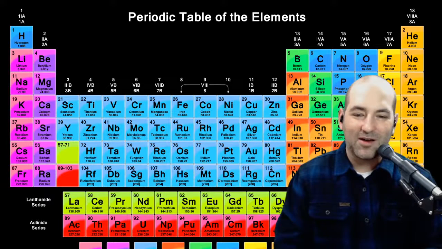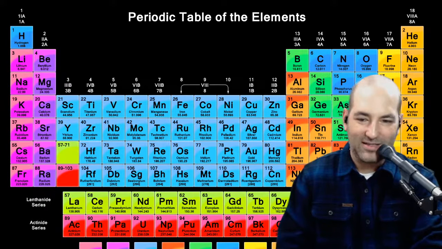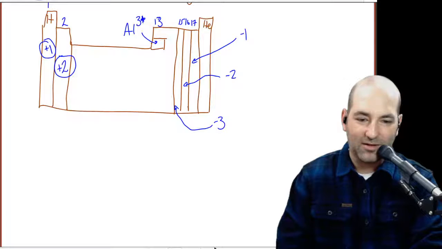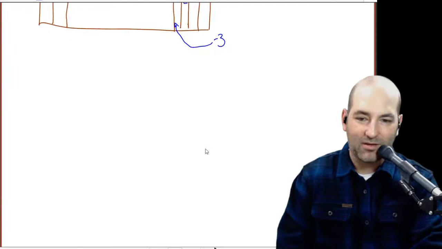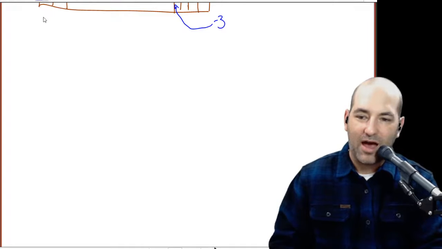Okay, so that's how you determine the charges of various ions based on the periodic table. Let me get rid of this image here. So from there, we can look at ionic compounds.